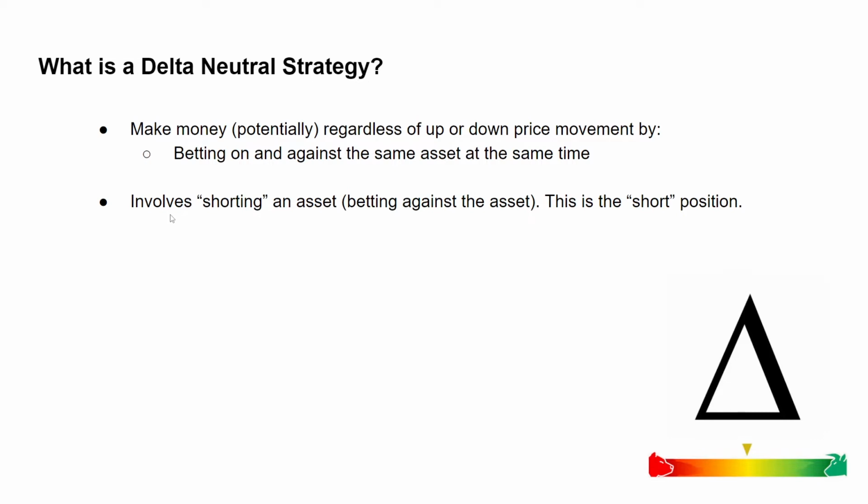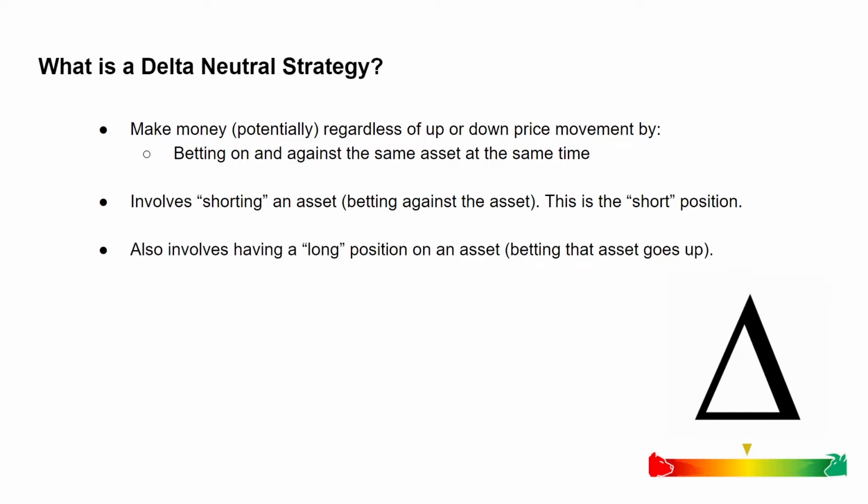short on, and that involves shorting an asset, which means betting against it, and this is called the short position. It also involves some sort of long position on the asset, which means that I am betting that the asset goes up in price. So a combination of these two things is inherently fundamental to a delta neutral strategy.